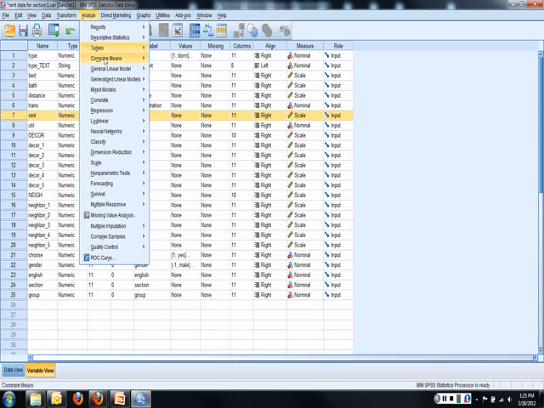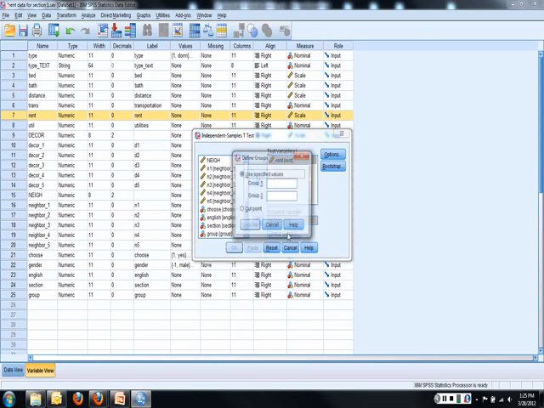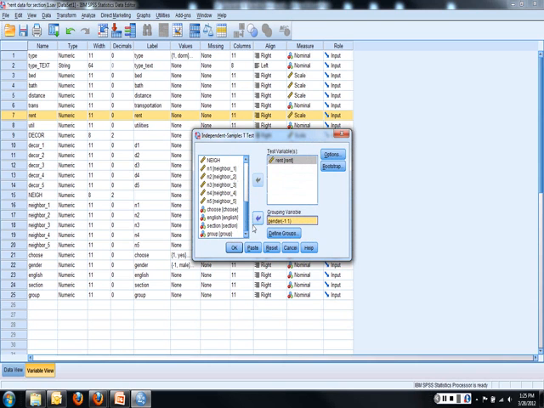So what we're going to do is analyze, compare means. In this case, we have an independent samples t-test. My test variable is rent. My grouping variable is gender. And I need to tell it by defining groups how to look at my data. I know that I identified in Qualtrics men as -1, women as 1. Those were the codes that I want it to use. So I want it to compare rent for men and women.